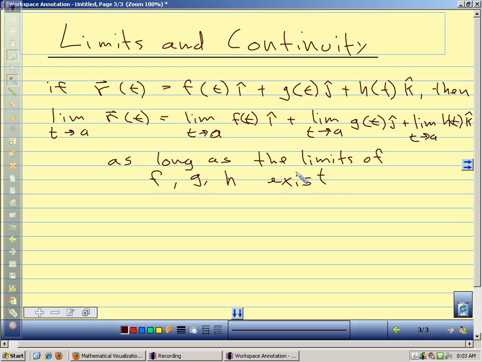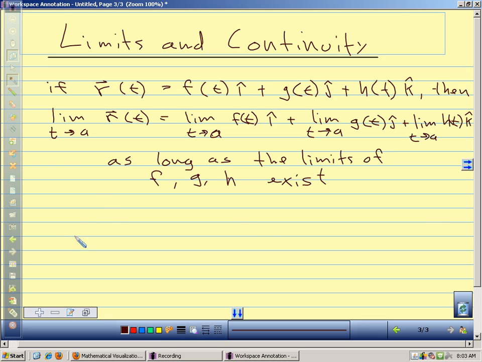And most of the theorems that we've worked with before with limits apply to the limit of vector valued functions. We just go component by component. Just like we worked with vectors before, where we separated them into three components and looked at them separately, we do the same thing with limits. We just look at the limits of each of the components. And a similar idea holds for the continuity of vector valued functions.